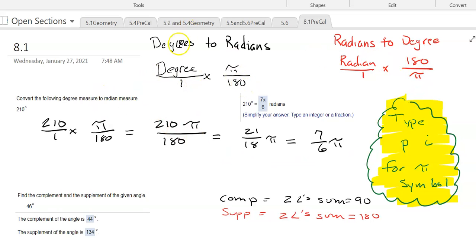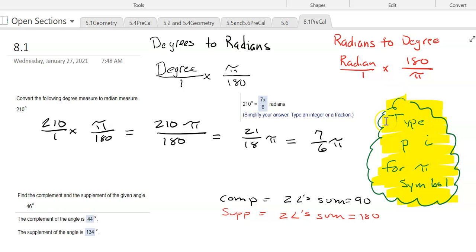Very simple. So if you're given a degree, you're simply going to multiply times pi over 180. And if you have a radian, you're going to be multiplying times 180 over pi. So think of radians as going to have pi in them. That's why we need it at the top. And degrees are not going to have pi in them. So that's why it's on the bottom. So it'll cancel out. You'll see that.